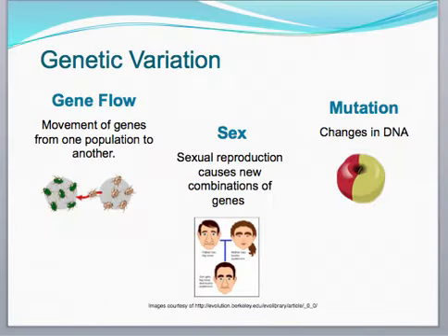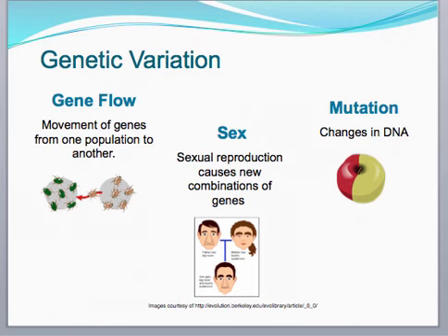There are a number of ways to get genetic variation. Remember, variation just means a change in the number or combination of genes. One way for genetic variation to occur is gene flow, when genes move from one population to another. For example, if you moved to Latvia, you would take your genes with you, and if you had children there, some of your genes would combine with your Latvian partner's genes.